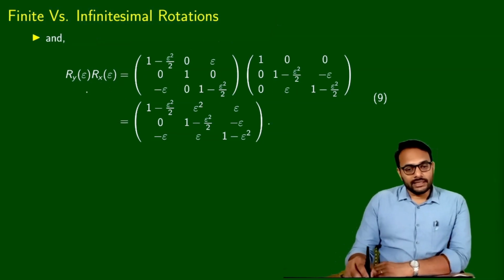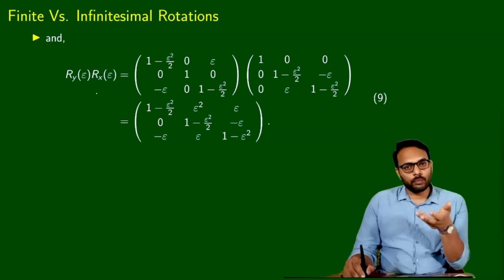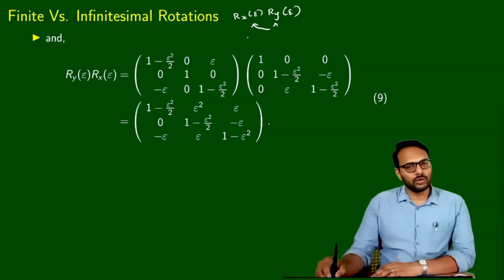We can also find the product of the rotation matrices corresponding to rotations in the opposite order. What we found just before was Rx of epsilon multiplying Ry of epsilon. This is a rotation about y-axis followed by a rotation about x-axis.